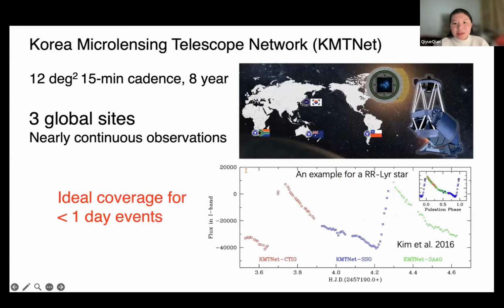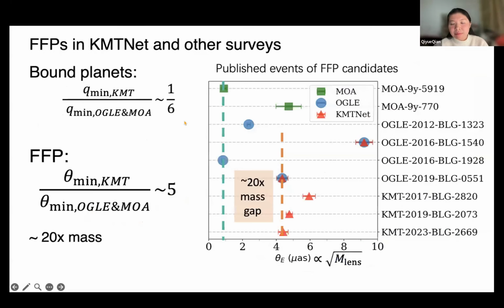So KMTNet is one of the high cadence microlensing surveys. It has 12 square degree high cadence fields and regularly operated for 8 years since 2016. What's special is that its 3 global sets at South Africa, Australia, and Chile provide nearly continuous observations within 1 day. So it intrinsically has an ideal coverage for the short timescale events.